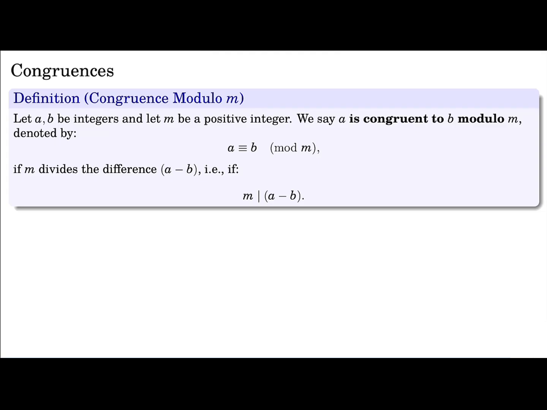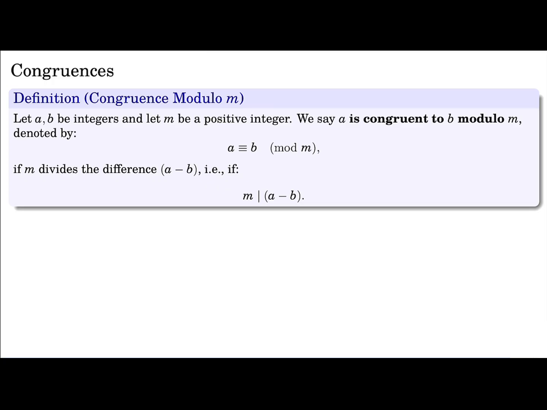Let a and b be integers, and let m be a positive integer. So we'll say that a is congruent to b modulo m, and we write it like this. a is congruent to b modulo m if m divides the difference a minus b. So if m divides a minus b, then we say that this holds. So let's look at this more carefully.